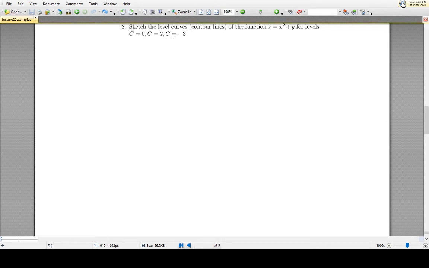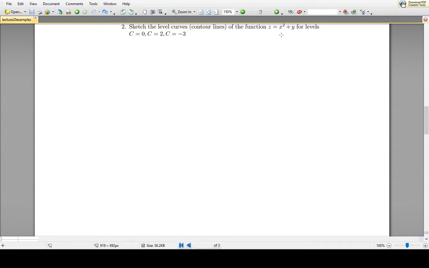In this question, they're asking us to sketch the level curves or the contour lines of the function z equals x squared plus y for the different levels c equals 0, c equals 2, and c equals -3. So you have to imagine that this function z is maybe like the height of a mountain, where if I give you my x coordinate, my y coordinate, I can calculate what the height of the mountain is there.